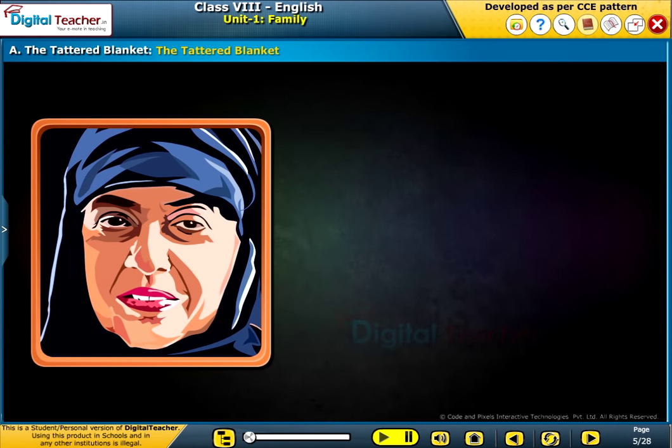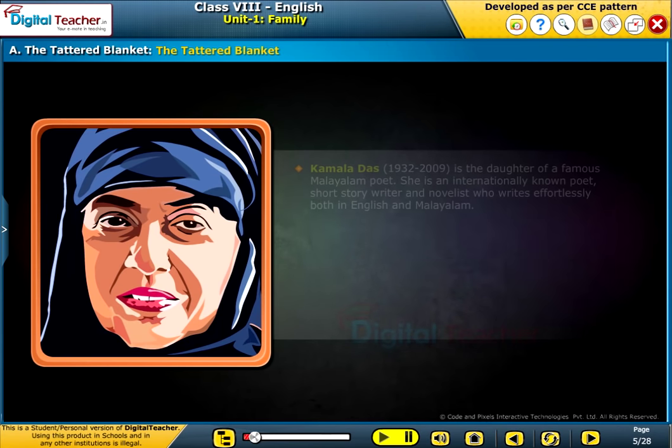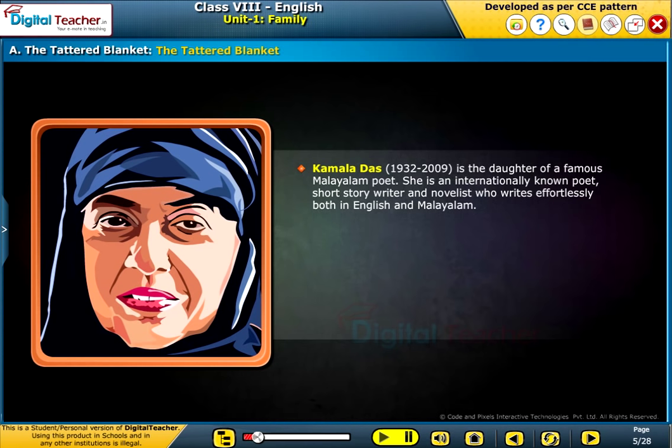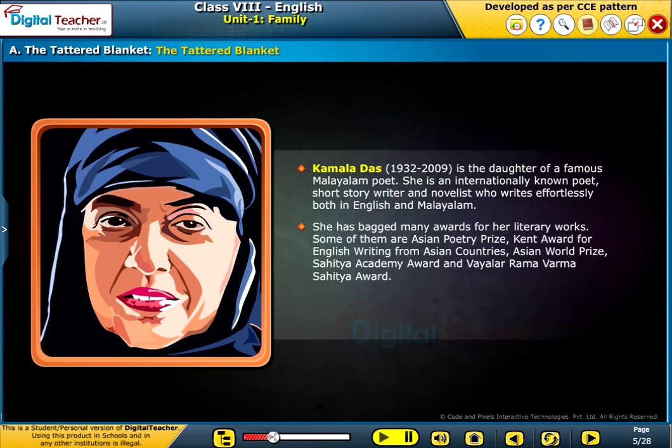The present story, The Tattered Blanket, is written by Miss Kamala Das. Let us know more about the author. Kamala Das, 1932 to 2009, is the daughter of the famous Malayalam poet. She is an internationally known poet, short story writer, and novelist who writes effortlessly both in English and Malayalam. She has bagged many awards for her literary works. Some of them are Asian Poetry Prize, Kent Award for English Writing from Asian Countries, Asian World Prize, Sahitya Academy Award, and Vayalar Rama Varma Sahitya Award.